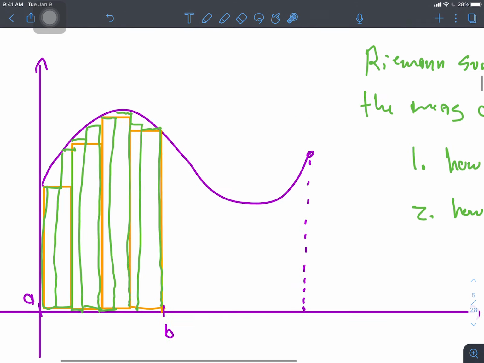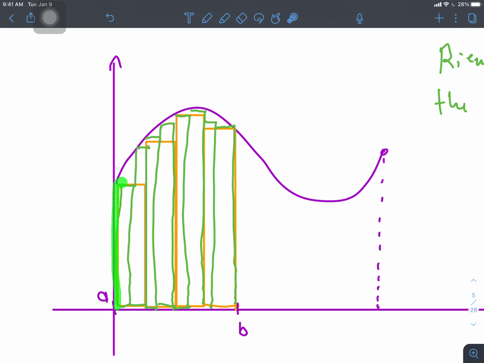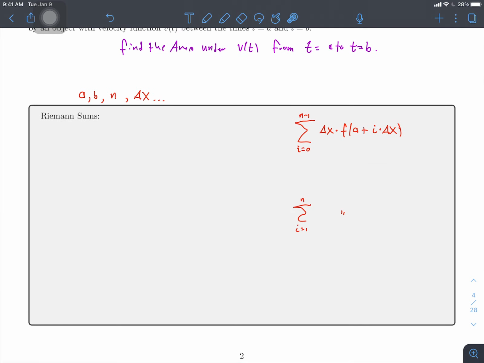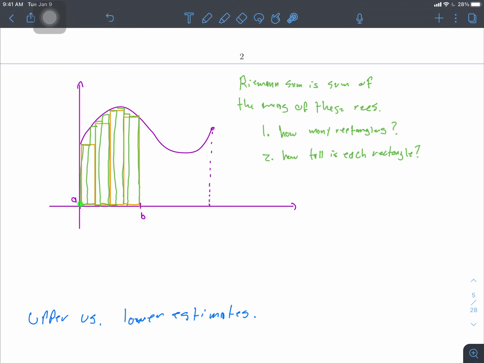Well, the natural choice is to say for a given rectangle, we're going to take the height of the rectangle to be the height of the function somewhere in that rectangle's interval. And we're going to get a different rectangle depending on if we take the height of the function on the left side of the interval, or on the right side of the interval, or somewhere in between. So this is how we're going to choose the height of the rectangle. The two most common ones are called a left Riemann sum and a right Riemann sum. Those are the ones where we take the height of the rectangle to be the left side of each subinterval.